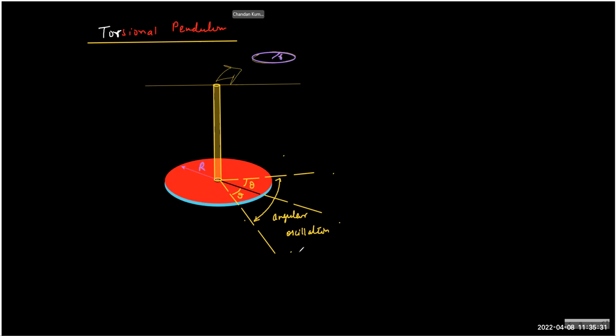Now, as you twist the disk, the rod from which it is suspended will also get a twist, isn't it? And we know that when you twist the rod, what will happen? It will create the restoring torque. So a twisted rod will try to come back, and so the disk will also be trying to come back.